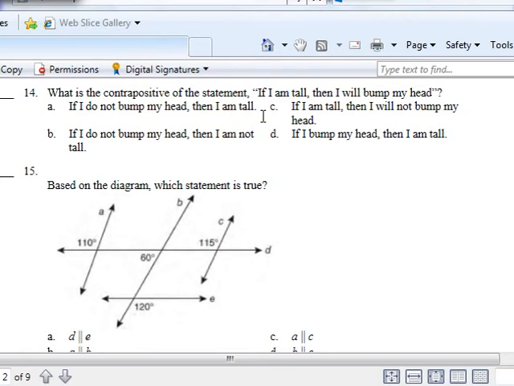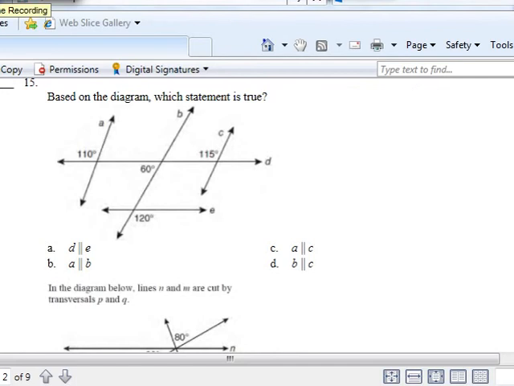So if you want to find the negation first, not tall implies not bumped. And then flip them around, not bump implies not tall. So if I do not bump my head, then I am tall. No, that's not right. If I do not bump my head, then I am not tall. B, final answer.